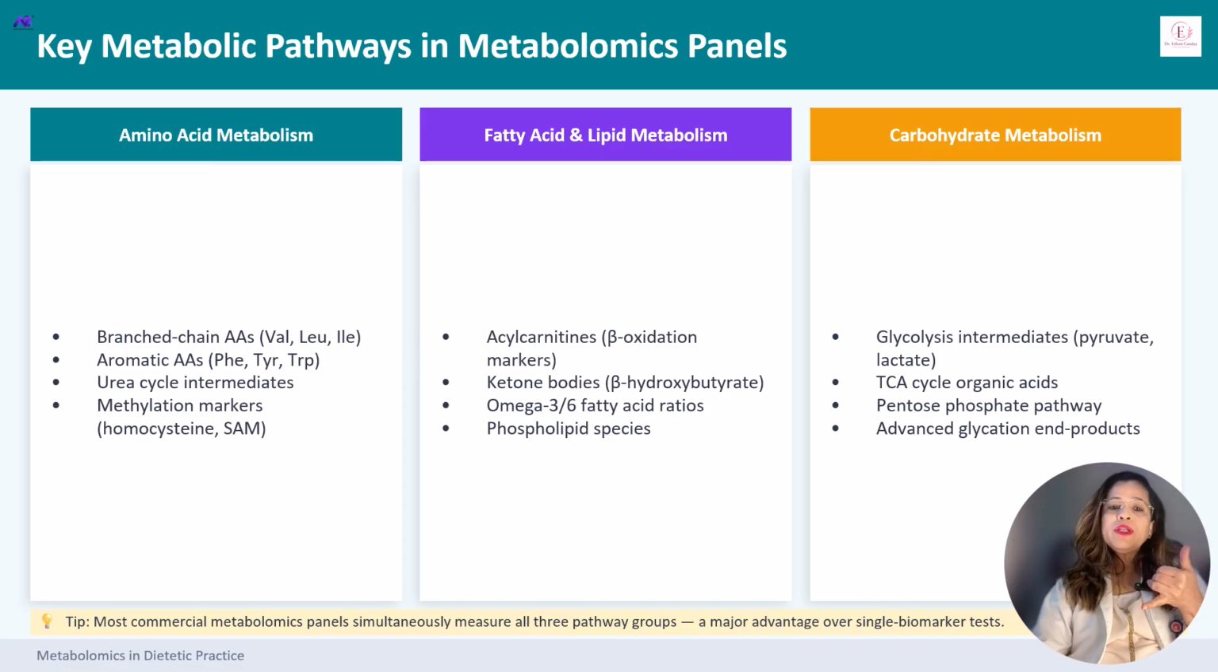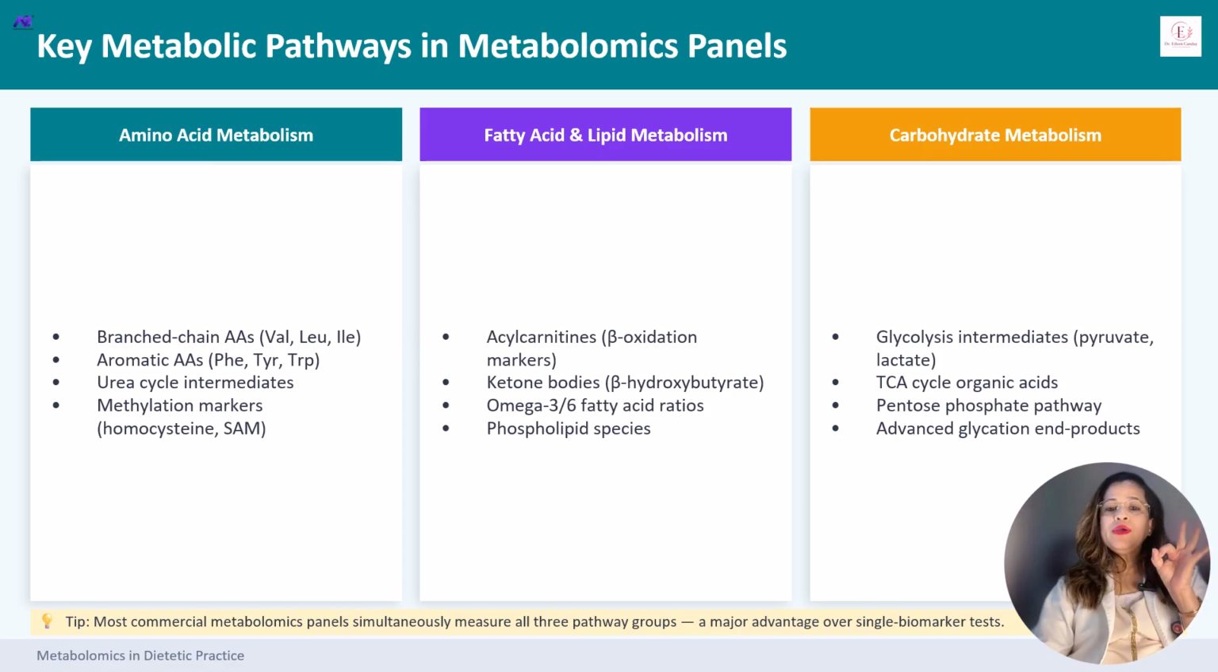In carbohydrate metabolism, what happens to the pyruvate and lactate ratio? It is elevated, and when there is an elevation of the pyruvate or lactate ratio, it indicates there could be a thiamine deficiency, which is critical in clinical populations. The TCA cycle intermediates, that is citrate, succinate, and fumarate, all reflect mitochondrial efficiency.